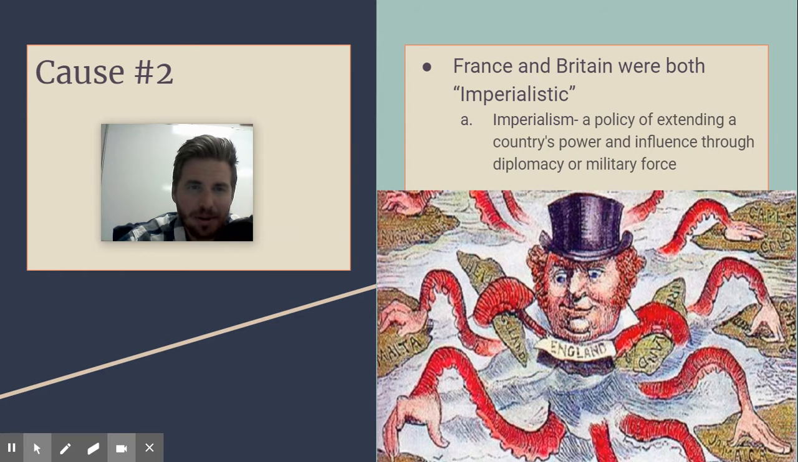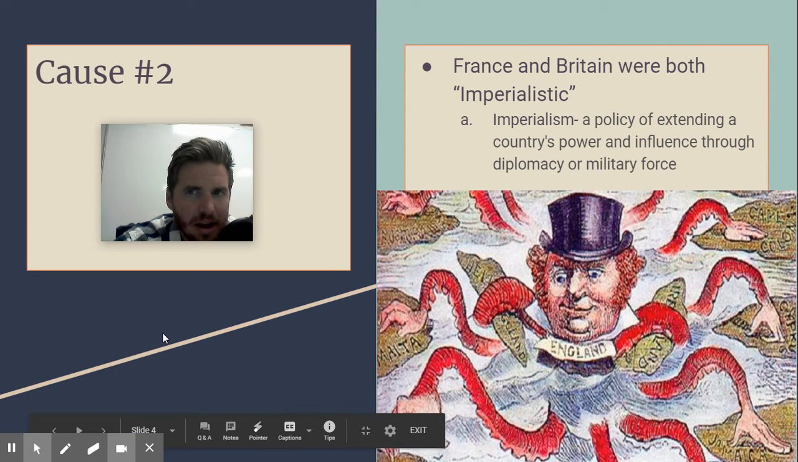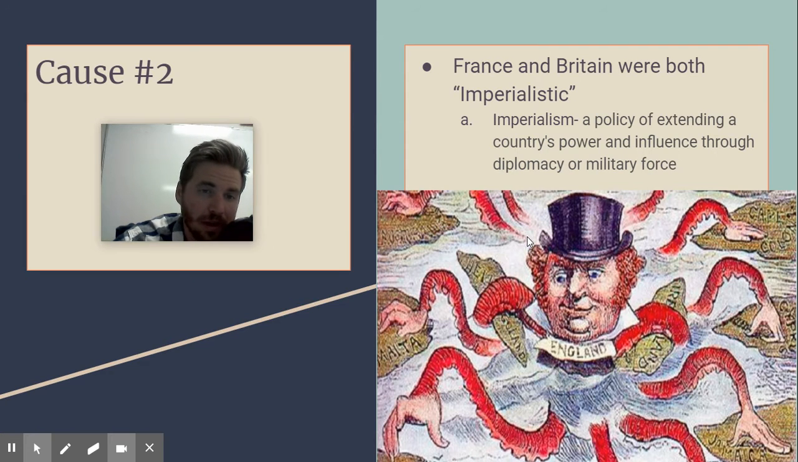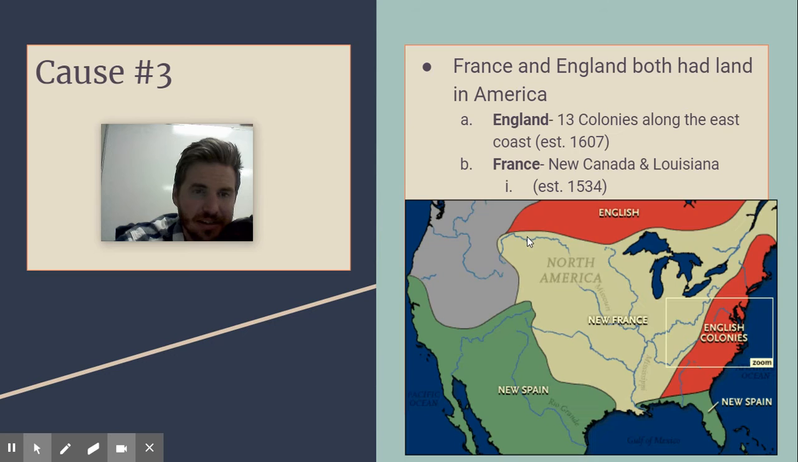So this is kind of how imperialism was used pre-World War I, World War II. Okay. So let's go ahead. And the fact that both of these countries are like this is the reason why they both own land in North America and why they want to continue to expand that land. This takes us to our next one.